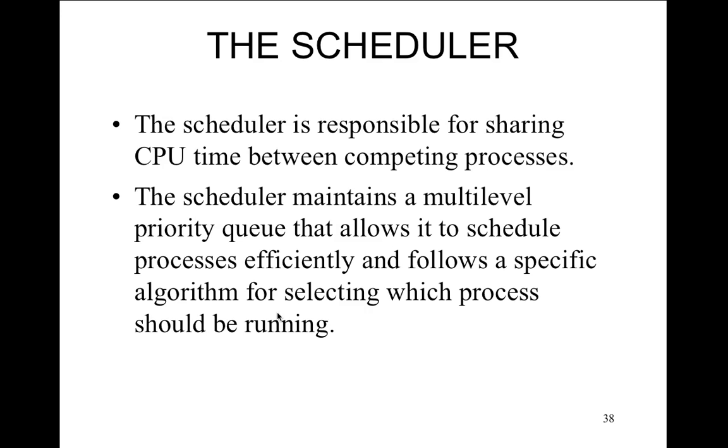So the scheduler maintains a multi-level priority queue that allows you to schedule processes efficiently and follows a specific algorithm for selecting each one of the processes that should be running. So here's where we get differences between different kernels. We can configure a kernel, and we'll talk about the concept of the process control block. Well, that's really a data structure. Talked about the concept of the CPU scheduler. Well, that's really an algorithm. So the CPU scheduler is an algorithm that's running.